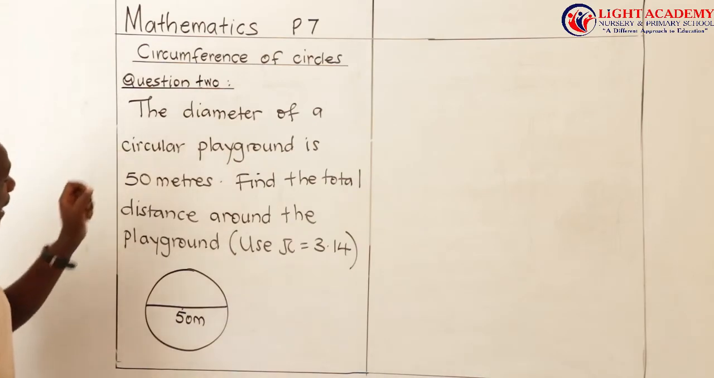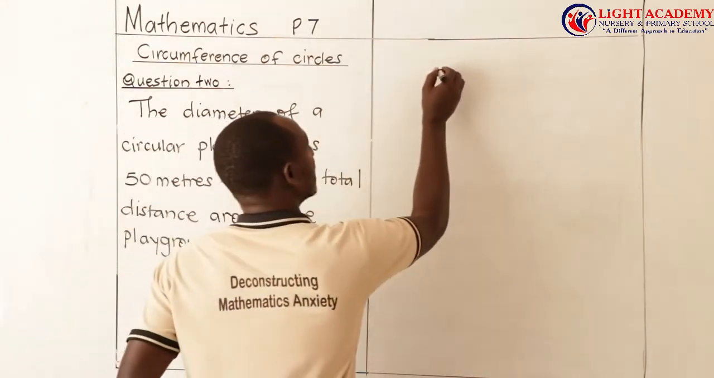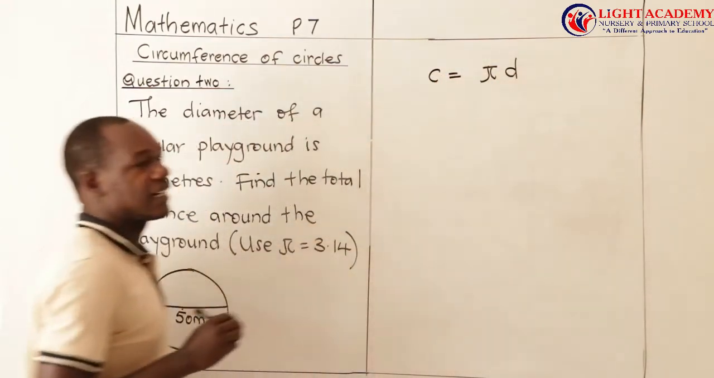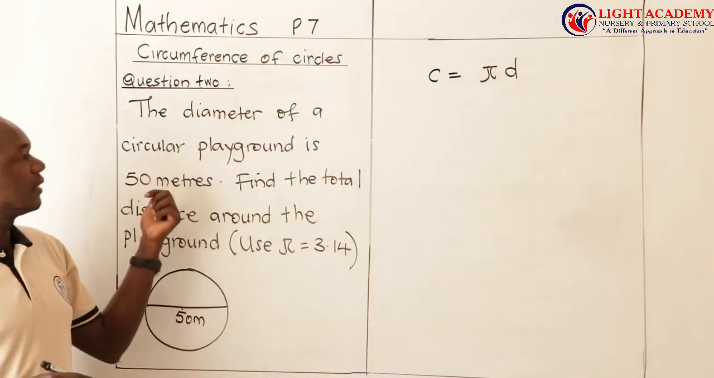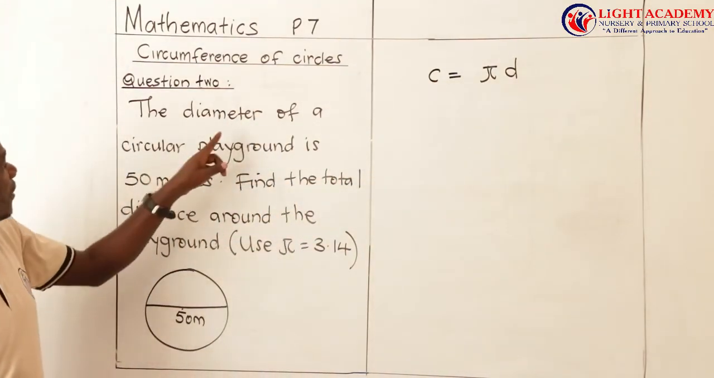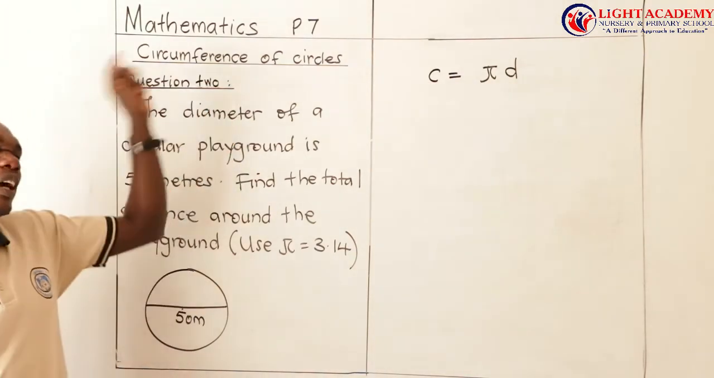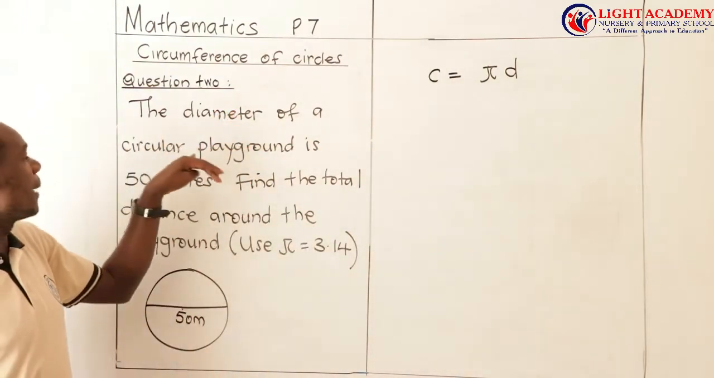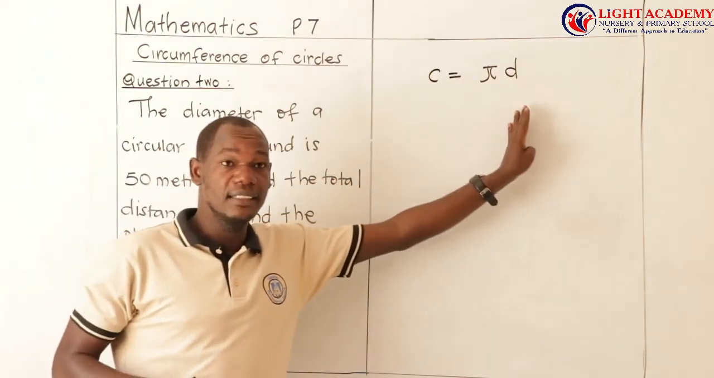So in this particular number, they have given us diameter. So I will say circumference equals pi d. I'm using pi d because they have given us the diameter. But of course, somebody can even write 2 pi r, but that will require you to first get the radius. But now, because I already have the diameter, I'll just say circumference equals pi d.